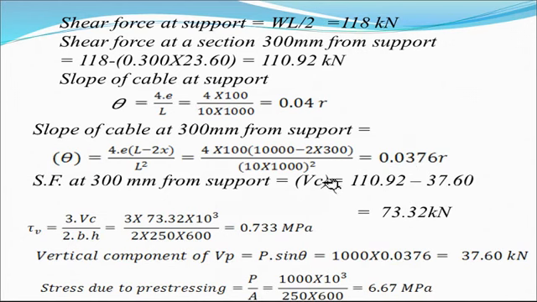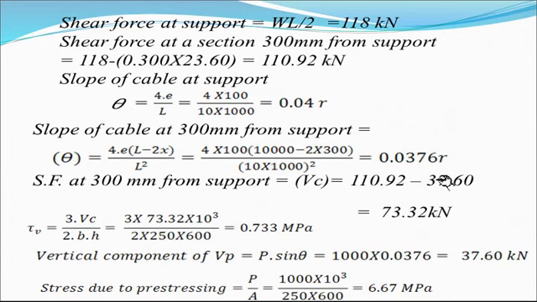Shear force at 300 mm from the support is equal to 110.92 minus 37.60. So we get 73.32 kN. So tau v is equal to 3 Vc divided by 2 bh. h is equal to 600, that is the total depth, b is equal to 250 and Vc is equal to 73.32.